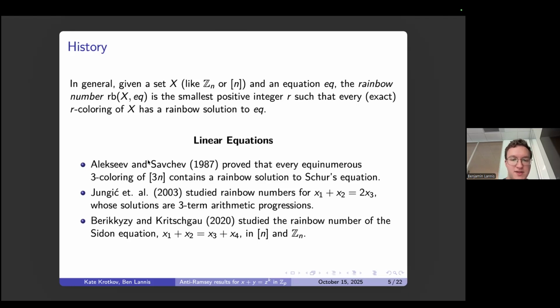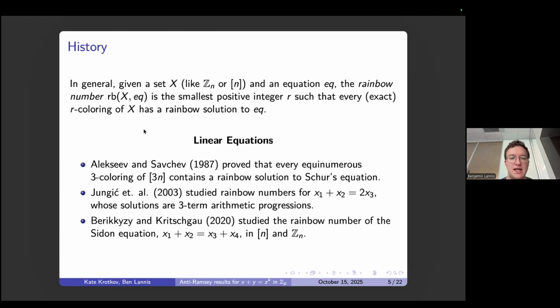Another avenue is to study the rainbow number. This is what Unich et al. did in 2003 when they studied the rainbow number for three-term arithmetic progressions, which are encoded by the equation x1 + x2 = 2x3, since the solutions will give you the three-term arithmetic progression. And lastly, our mentor, Gennard Berkers, and collaborators in 2020 studied the rainbow number of the Sidon equation, which is x1 + x2 = 3x4, in both [n] and Z_n.